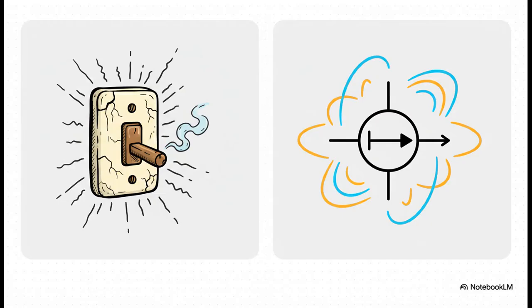Think about a normal light switch. It has moving parts, it makes a clicking sound, and eventually it wears out. A transistor, on the other hand, has zero moving parts. None. This means it can be flipped on and off billions of times a second without ever wearing out. It's basically the perfect switch, silent, durable, and unbelievably fast.